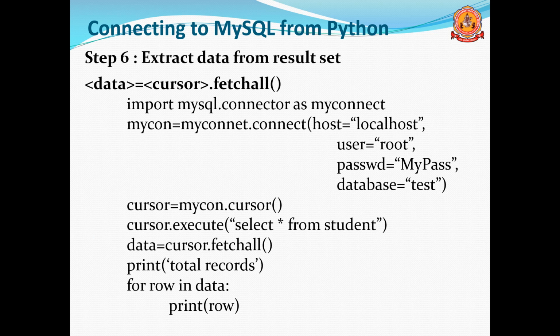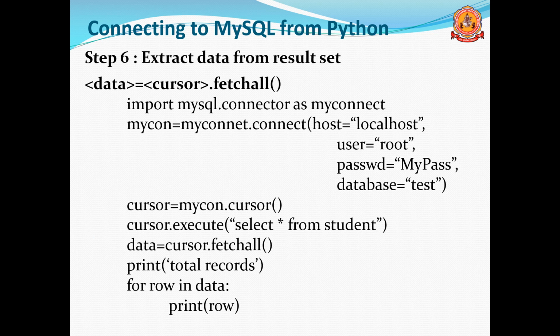Next, you have to create a cursor instance: cursor is equal to mycon.cursor(), where mycon is the connection object. After that you have to execute the query based on the cursor: cursor.execute("select * from student"). I used select star from student, so it will extract all the data.